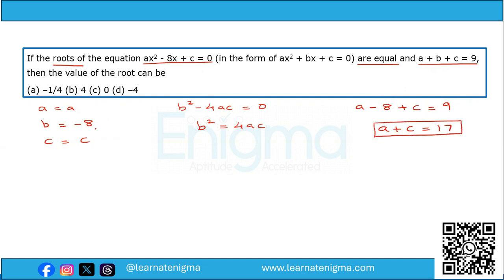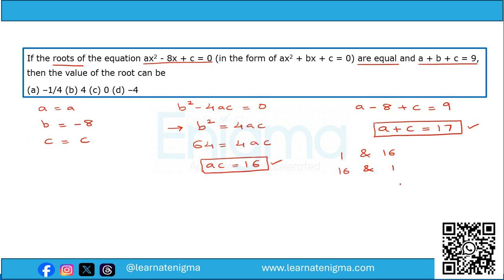Now if we substitute value of b in this equation, minus 8 square, that becomes 64 is equal to 4ac. So therefore, solving this, we get ac is equal to 16. So solving these two equations simultaneously, ac is equal to 16 and a plus c is equal to 17, we can think of values of a and c as 1 and 16 or 16 and 1.